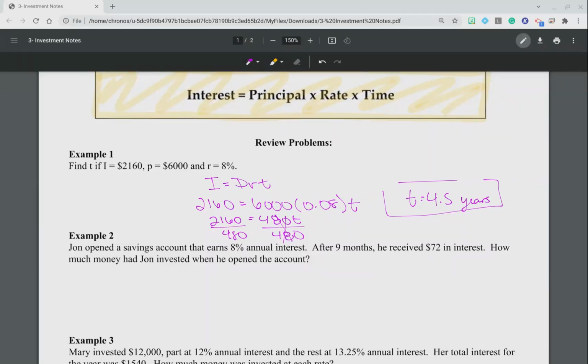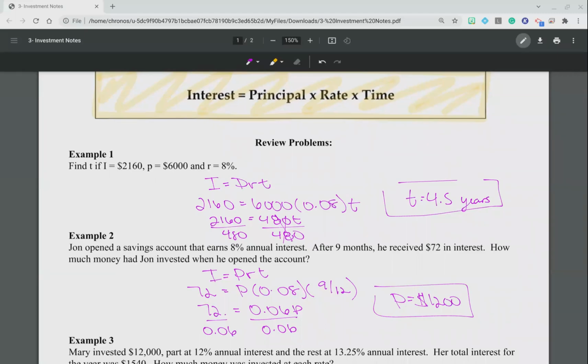All right, so for that one, you should have gotten 4.5 years. All right, let's try one more. Again, we're going to use I equals PRT, and I'd like you to set up this equation and solve. So for this one, we were missing the principal. So check your work with mine and see how you did. Tricky parts, make sure that when it gives you months, you always have to put it in terms of years. So that's why that was 9 out of 12 months. And then I did some algebra to get $1,200.